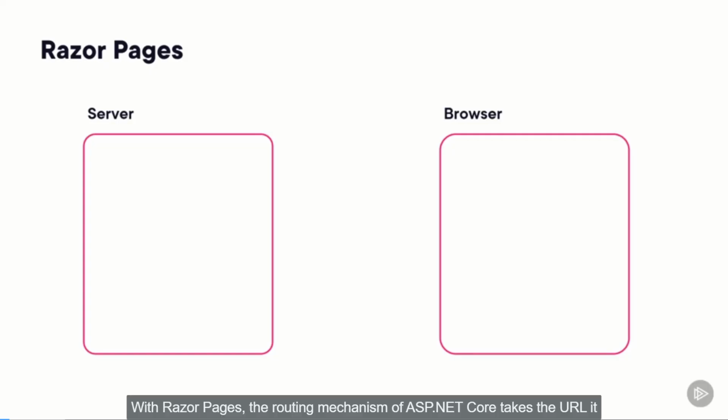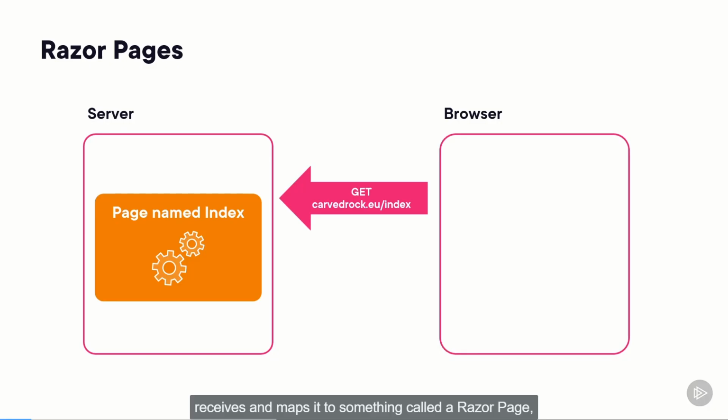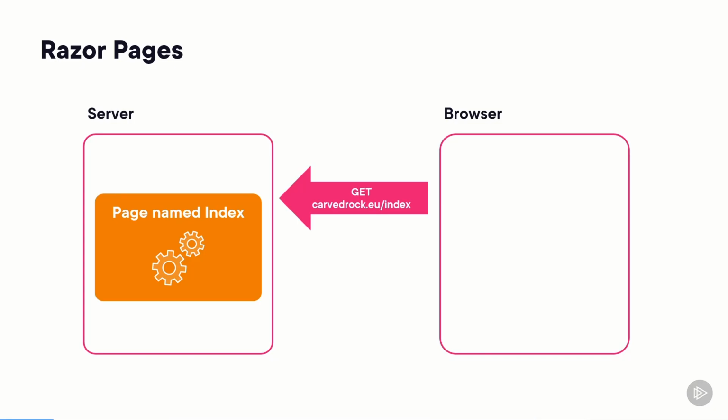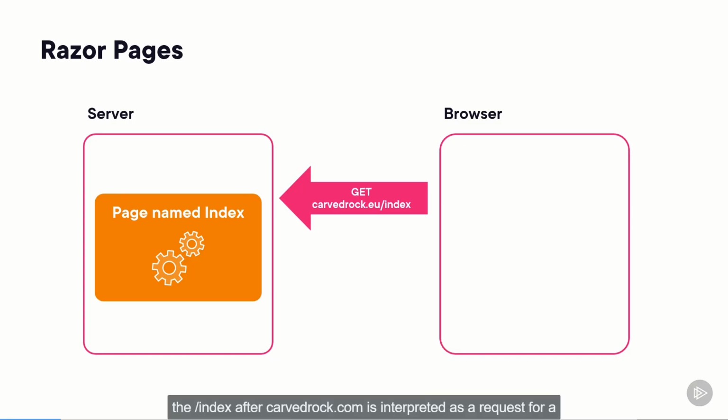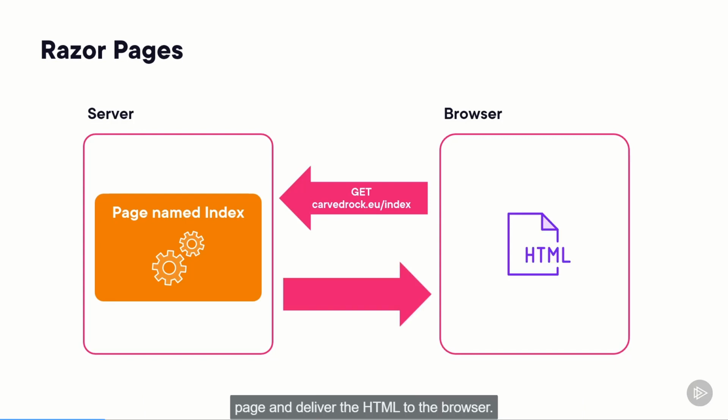With Razor Pages, the routing mechanism of ASP.NET Core takes the URL it receives and maps it to something called a Razor page, which unsurprisingly is a page written using the Razor syntax. In this example, the /index after carvedrock.com is interpreted as a request for a page named index. The server will do everything needed to render the page and deliver the HTML to the browser.